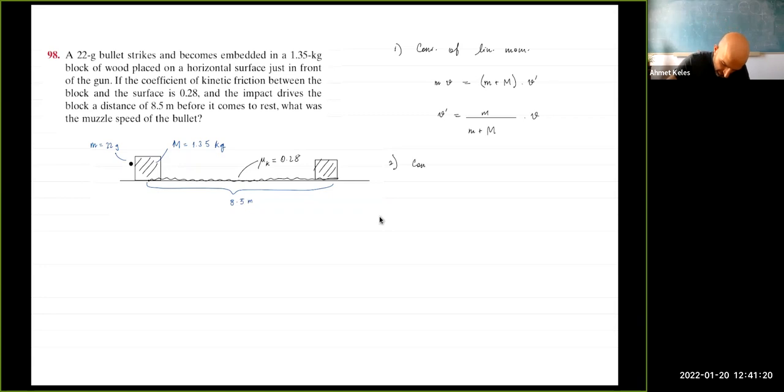Okay. Conservation of energy. So the total kinetic energy right after the collision is 1/2 mv squared, but the mass is m plus M, and v is this v prime. So this will be m squared over m plus M squared times v squared, and this thing should be equal to force times distance. Force is mu kinetic times (m plus M) g, times the distance d.